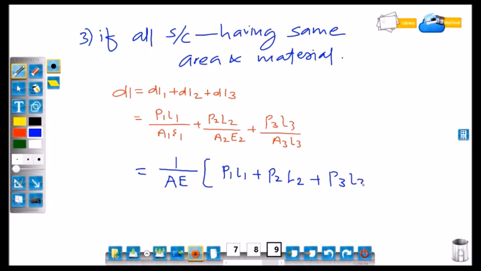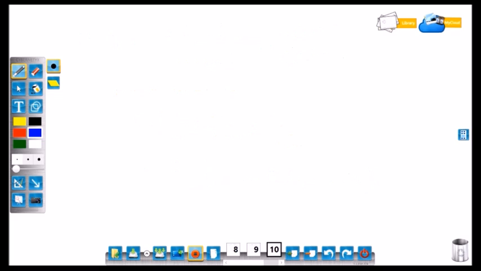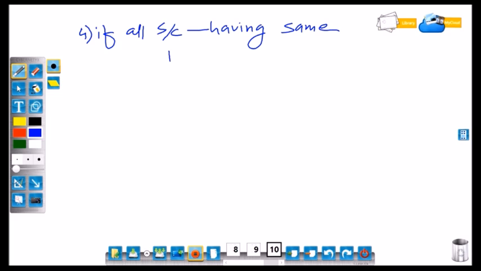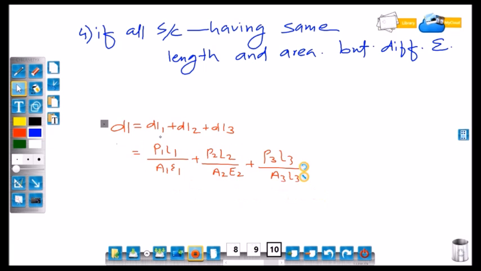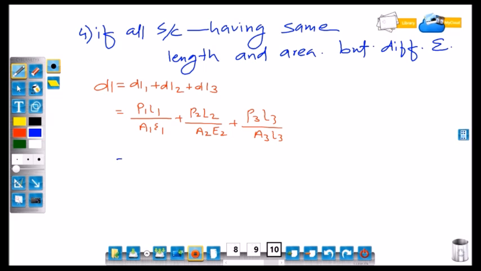Another condition: if all the sections have the same length and area but different elastic modulus, that is different material, then the length and area of each section are the same, and the equation of delta L will become like this.